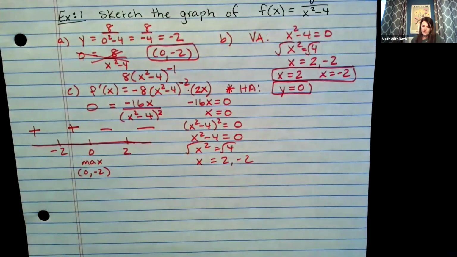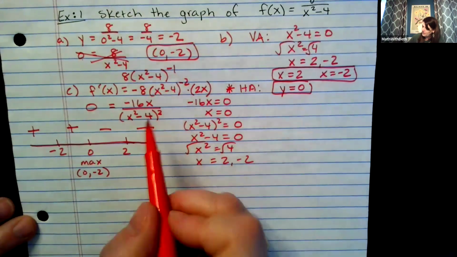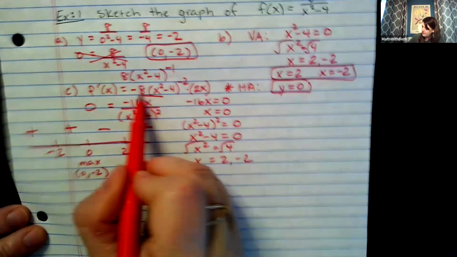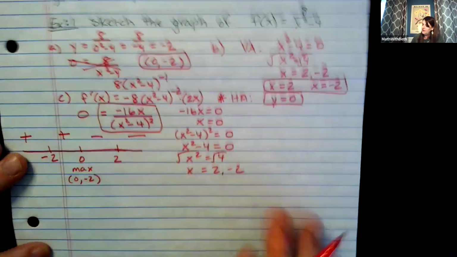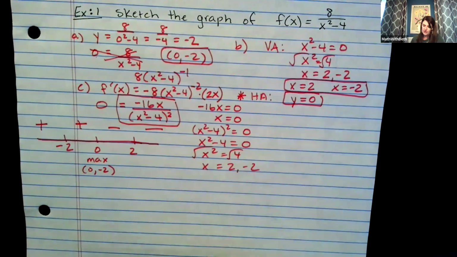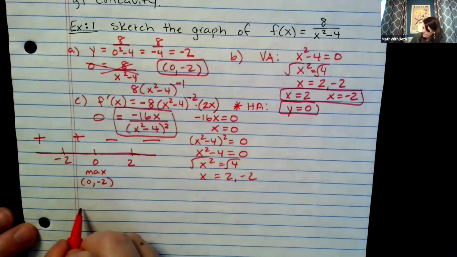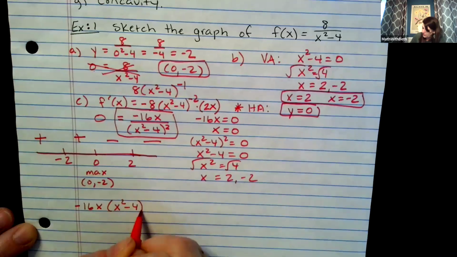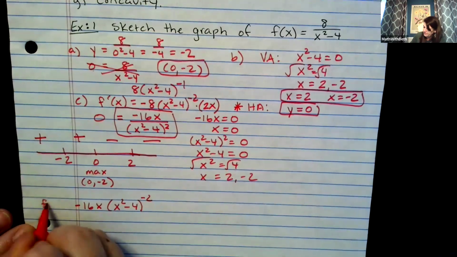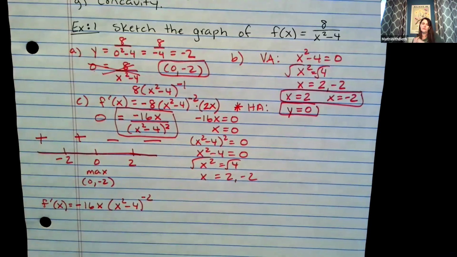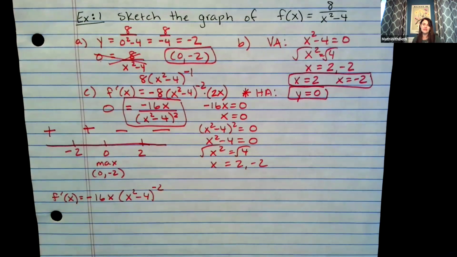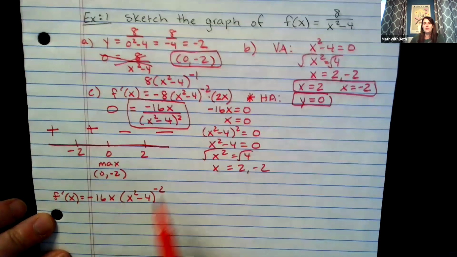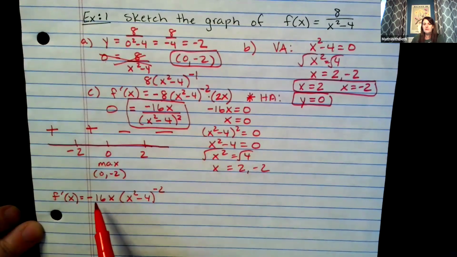So now for the second derivative. I'm first going to take my first derivative and I'm going to rewrite it again so that I can do the product rule instead of the quotient rule. So you don't have to do that, but I think it's easier to do the product rule than the quotient rule. So that is just me rewriting the first derivative so that I don't have to deal with the fraction.